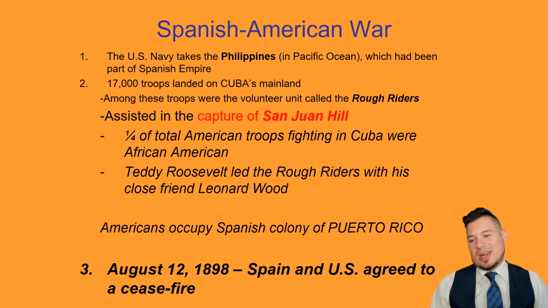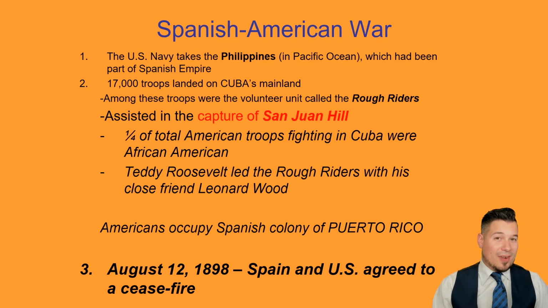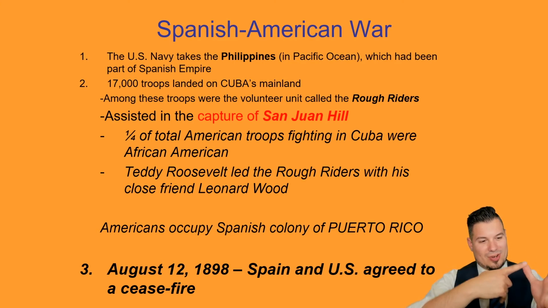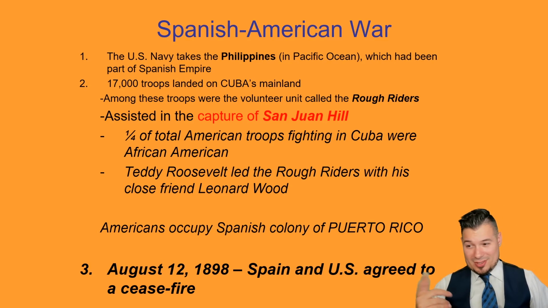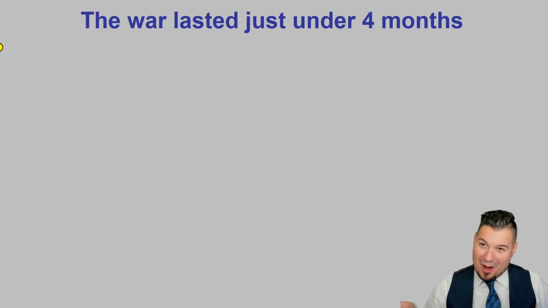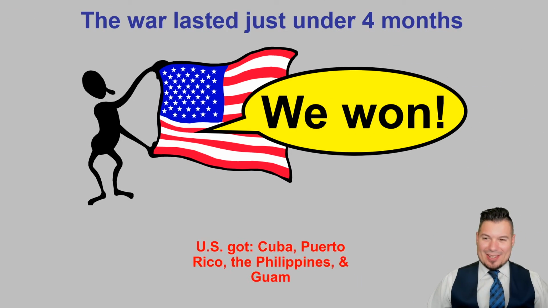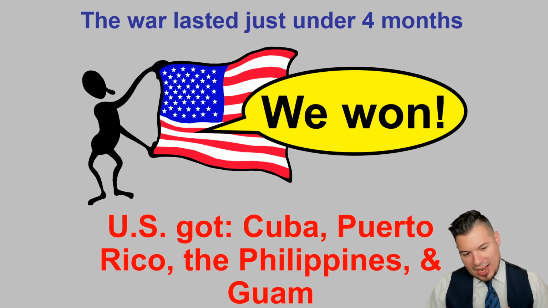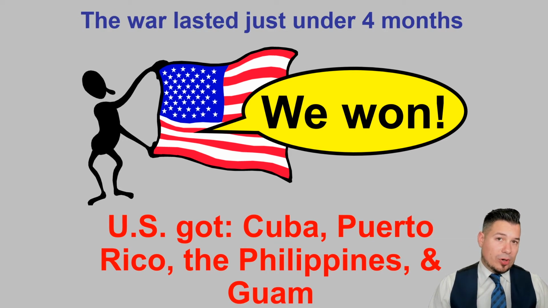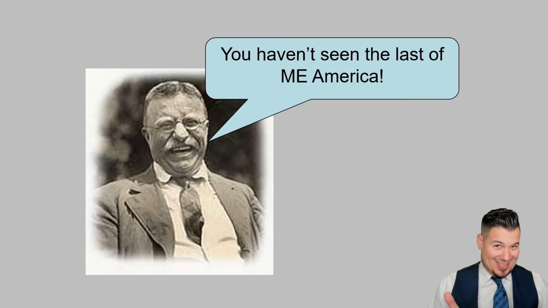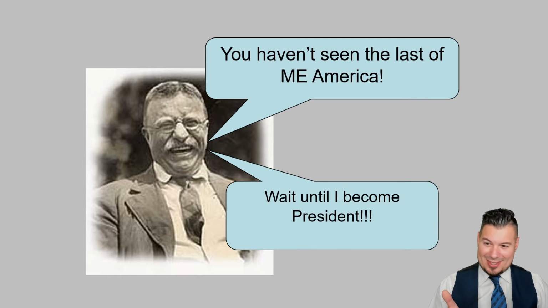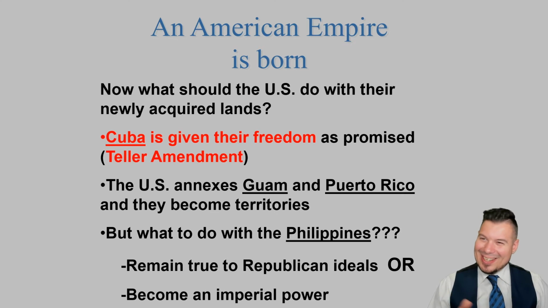And on August 12, 1898, Spain and the U.S. agreed to a ceasefire. So for those keeping track, that was altogether 4 months. And we won. So what did we gain? After this war, we got Cuba, Puerto Rico, the Philippines, and Guam, which is an island out in the Pacific as well. And you haven't seen the last of this guy. Wait till he becomes president.